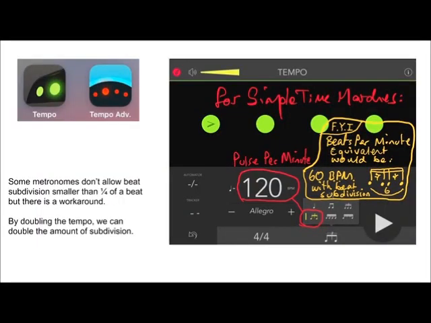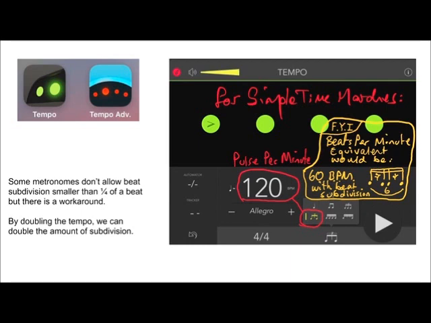Okay. Good. All right. So now a little bit on metronomes. So we've got a couple of metronomes. The metronome I'm using right now is called Tempo Advanced. They're both made by the same company, these two, Tempo and Tempo Advanced. Some metronomes, so the screen on the right side that I've written on for simple time marches, I've actually found that a lot of metronomes don't have a subdivision. You can't divide the beat into 6.